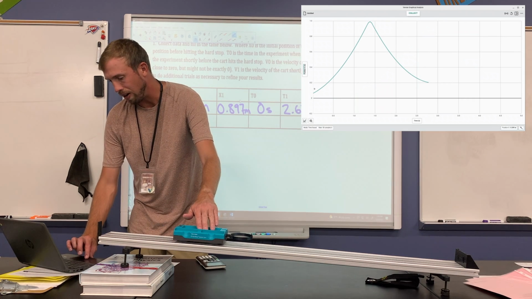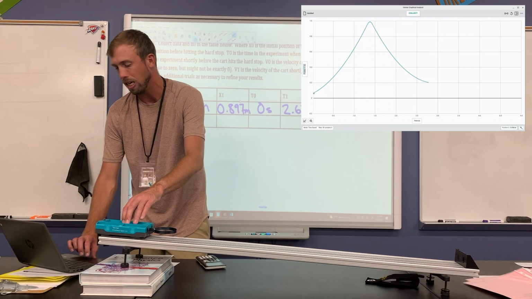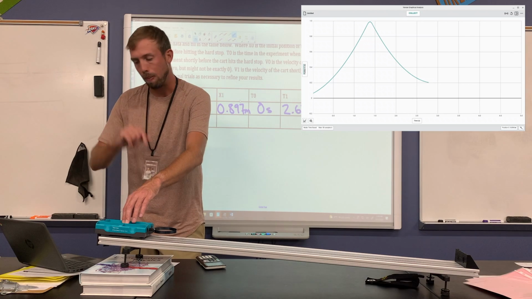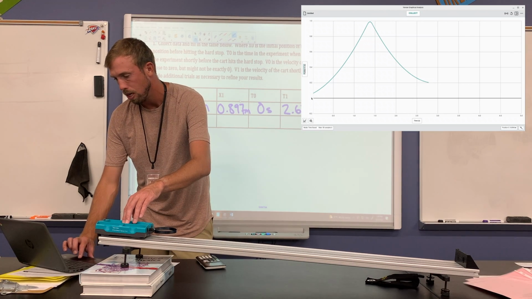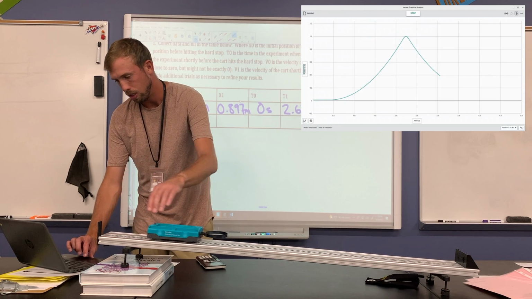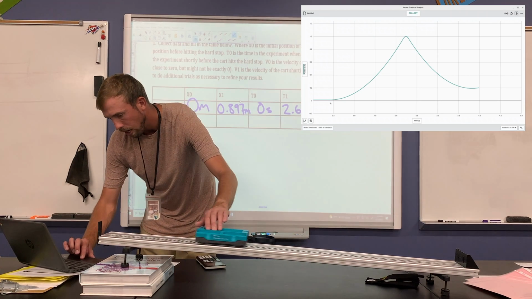Now you'll notice there, it actually didn't start collecting data when the position was at 0, so I'm going to run this trial again. You want to make sure it does actually collect data at time 0 being position 0. So I'm going to try that one more time. 3, 2, 1, collect. There we go.